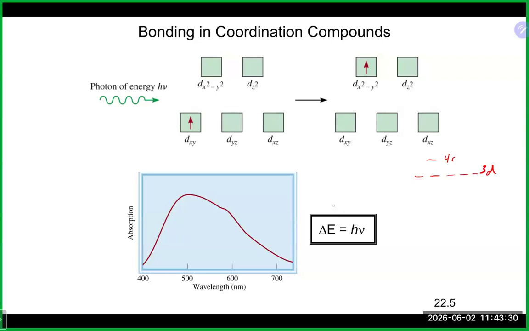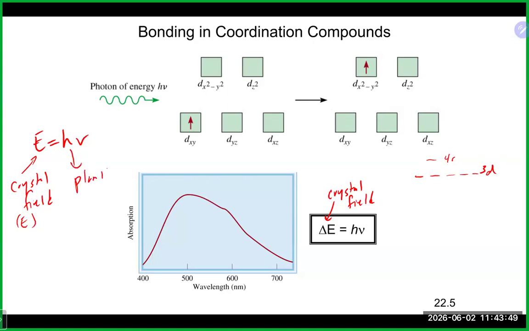We could actually calculate the crystal field splitting by using an equation you might remember: E is equal to h times the frequency. That is basically our crystal field energy. h is Planck's constant, 6.63 times 10 to the minus 34 joule-seconds, and that is the frequency. Typically frequency is given in reciprocal seconds, or hertz, which is basically the same thing.